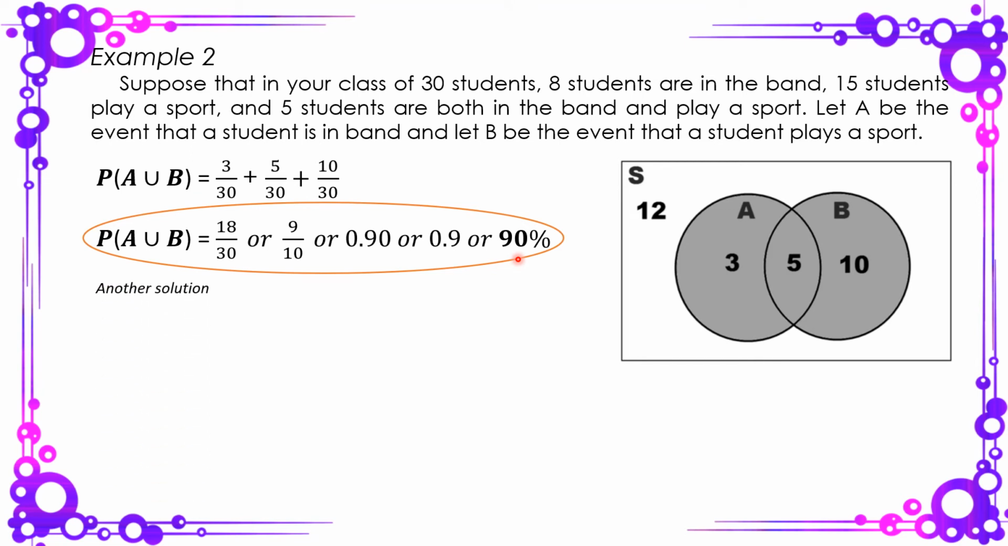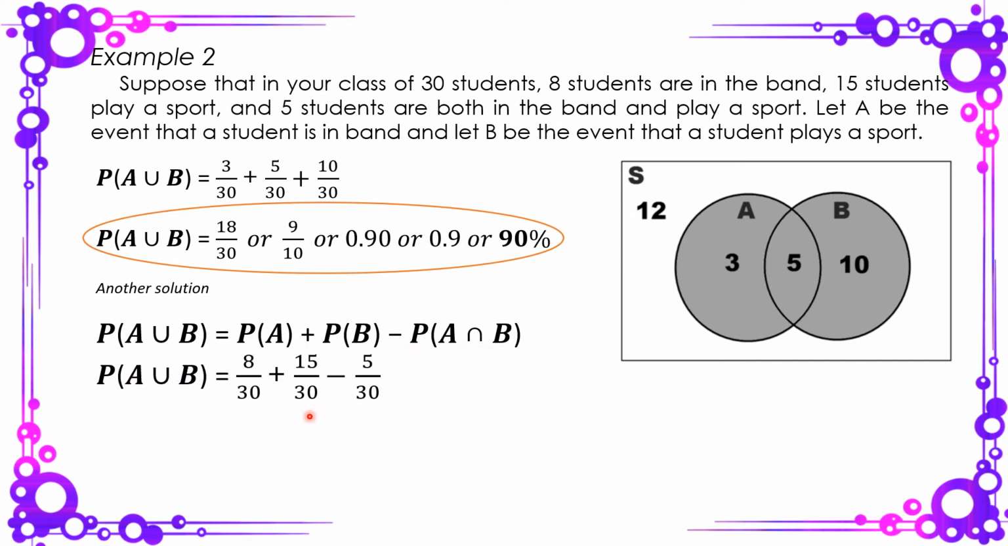Or another solution we have here: probability of A union B is equal to probability of A plus probability of B minus probability of A intersection B. So from our Venn diagram, A is 3 plus 5 is 8 over 30, plus B, 5 plus 10 is 15 over 30, minus the probability of A intersection B.